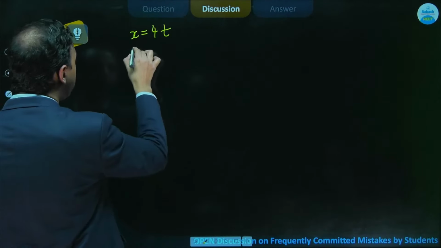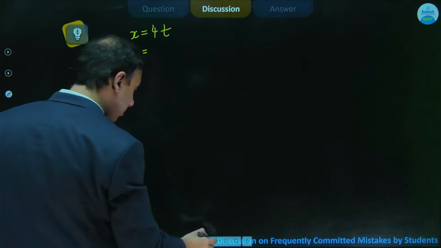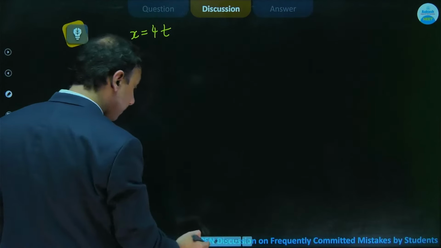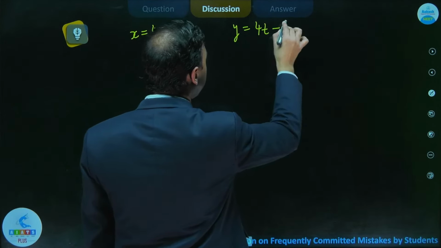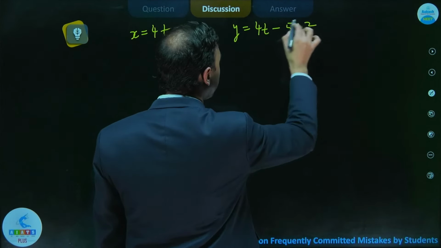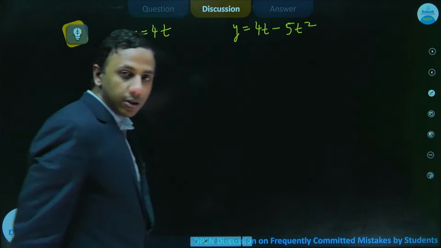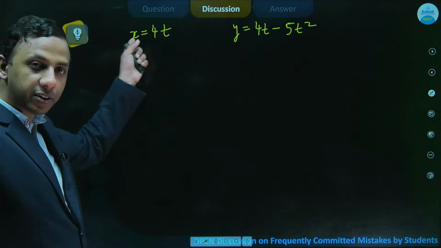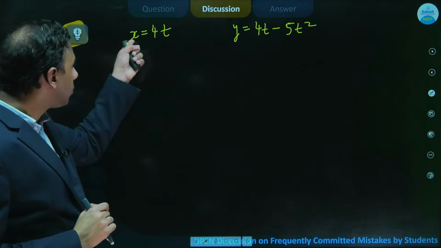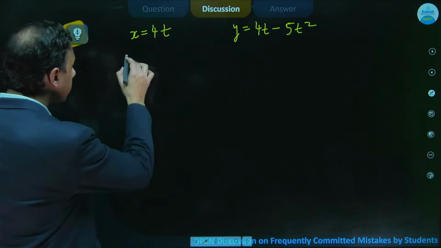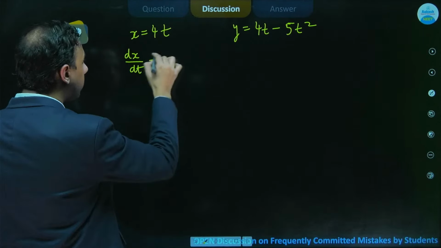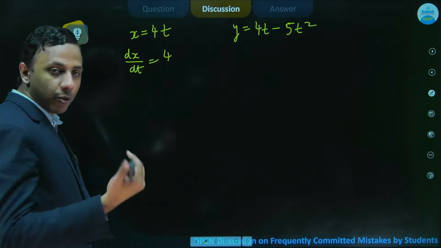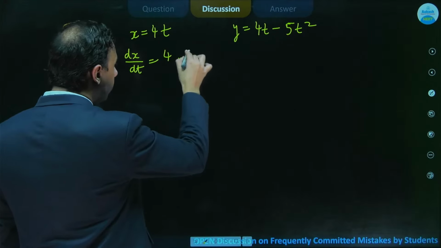And y is equal to 4t minus 5t square. Okay? So differentiate this x with respect to time once. So dx by dt, what will it become? Right, so dx by dt on differentiating, this will become 4 only. 4 as in 4 meter per second.